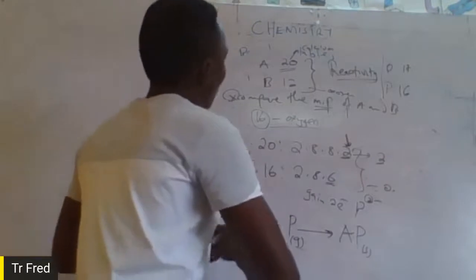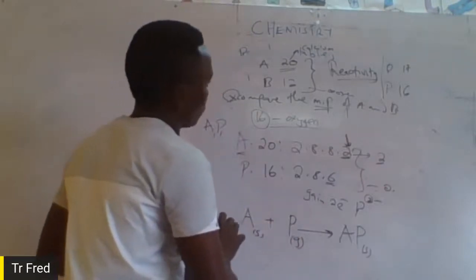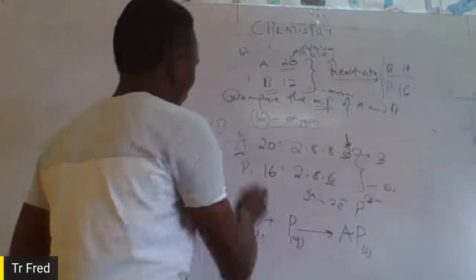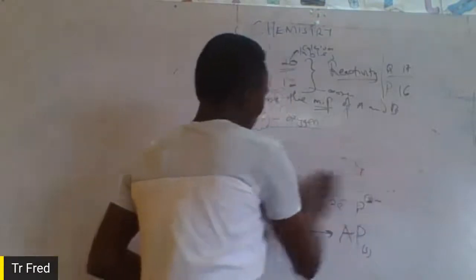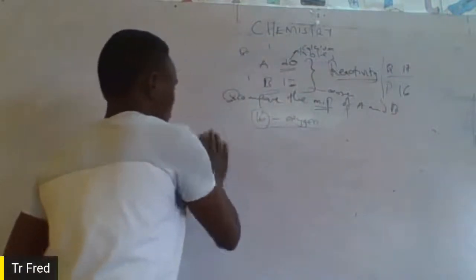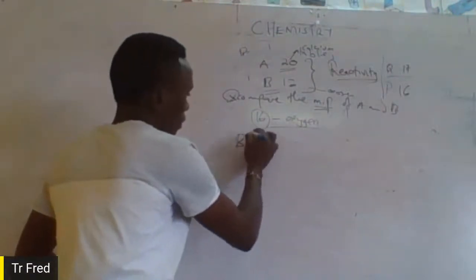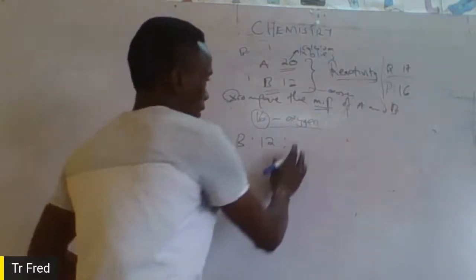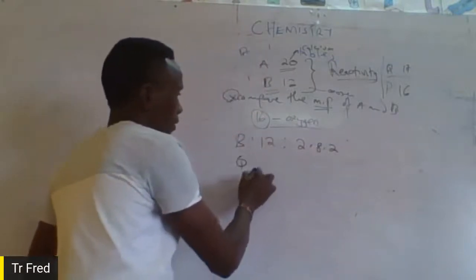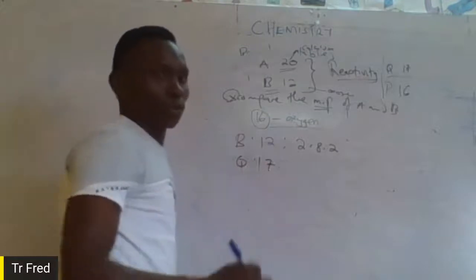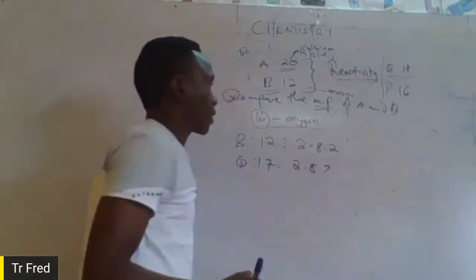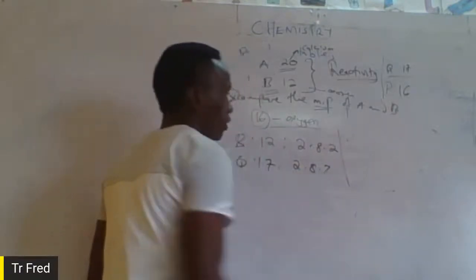Now for the second one, you can have a reaction between B and Q. As we have done for the first part, you have to list the atomic numbers of the two of them. The atomic number of B is 12, which means the electronic configuration will be 2,8,2. For Q, the atomic number is 17, which shows that the electron configuration is 2,8,7. Now, the second thing to do is to know the valencies of the two elements.